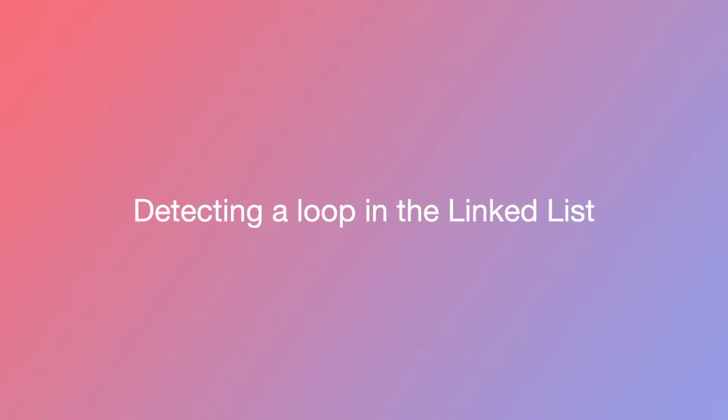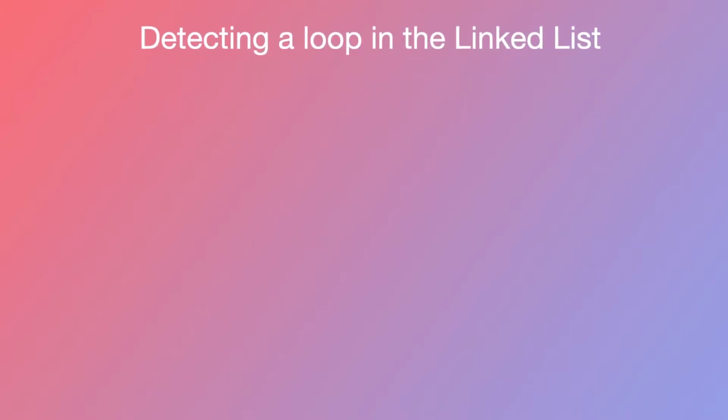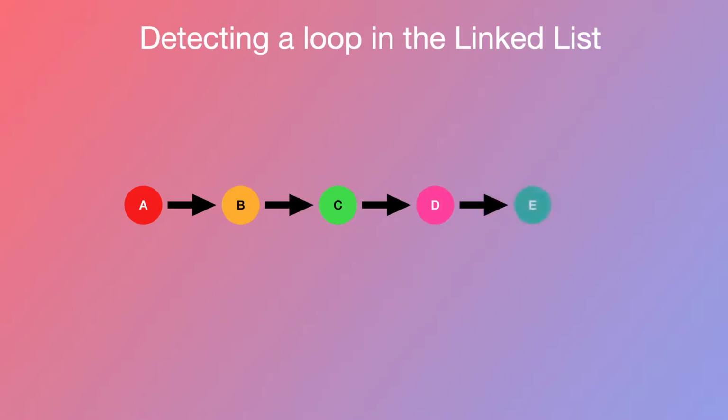In today's video, we are going to see the algorithm of how we can detect whether our linked list has a loop or not. So what's the problem statement? Basically, we are provided with a linked list, but there can be a possibility that our linked list has a loop in it. So we have to detect whether the linked list has a loop or not. Let's discuss how we can solve this problem.